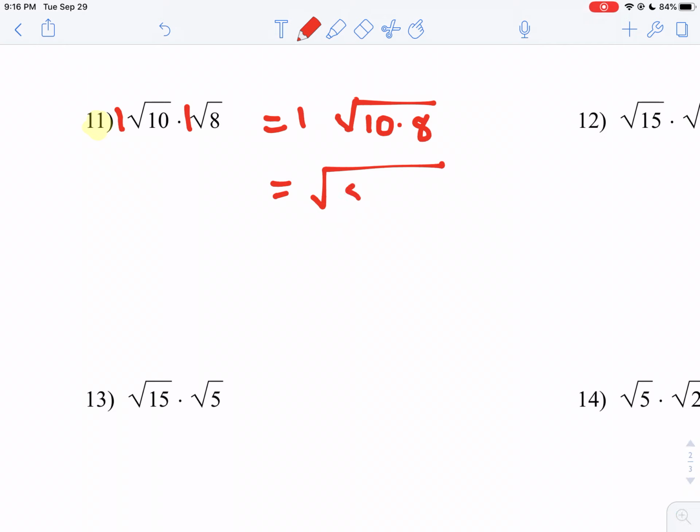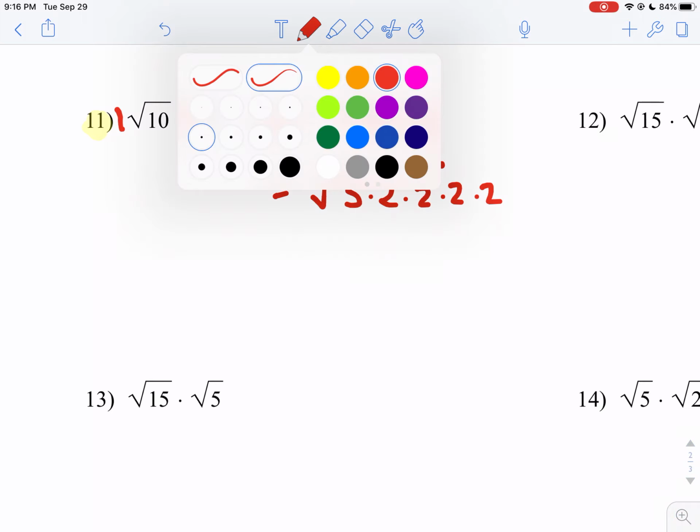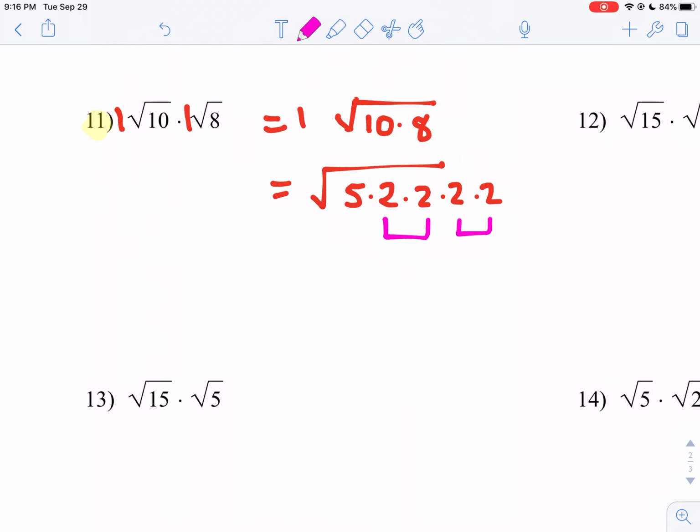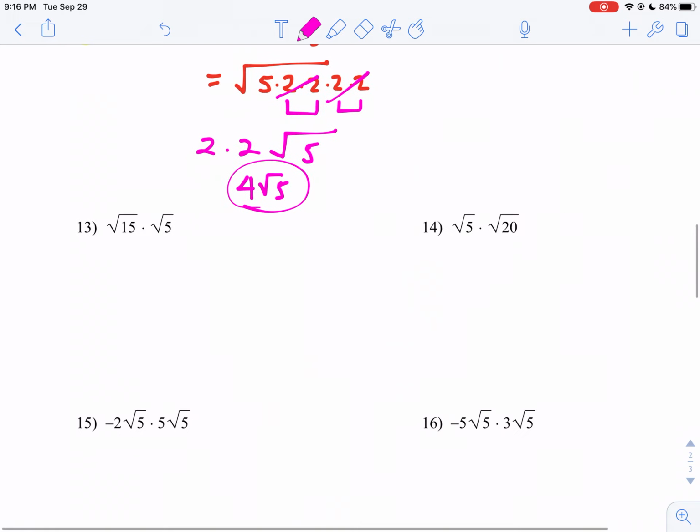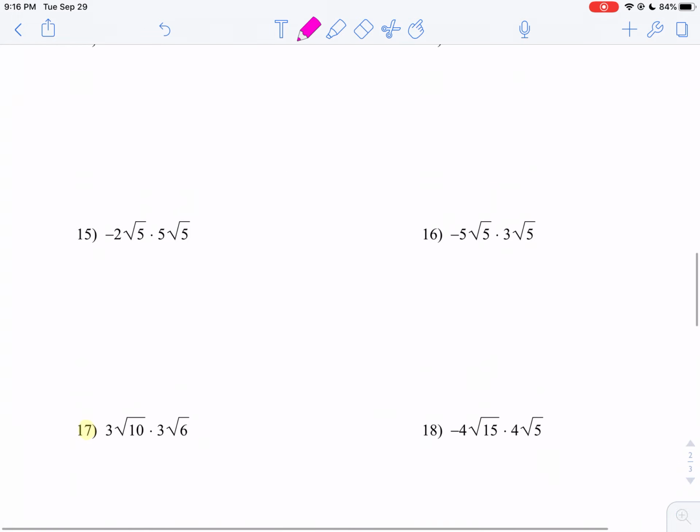So 5 times 2 is 10, and 8 we know is 2 times 2 times 2, that's 4 times 2. We are looking at the square root, so we pair up groups of 2's. I can take out a 2 for this group, another 2 for that group, and I have a 5. So the answer is 4 radical 5 for number 11. Remember the key: multiply the outside numbers together, then the inside numbers together, and then simplify.